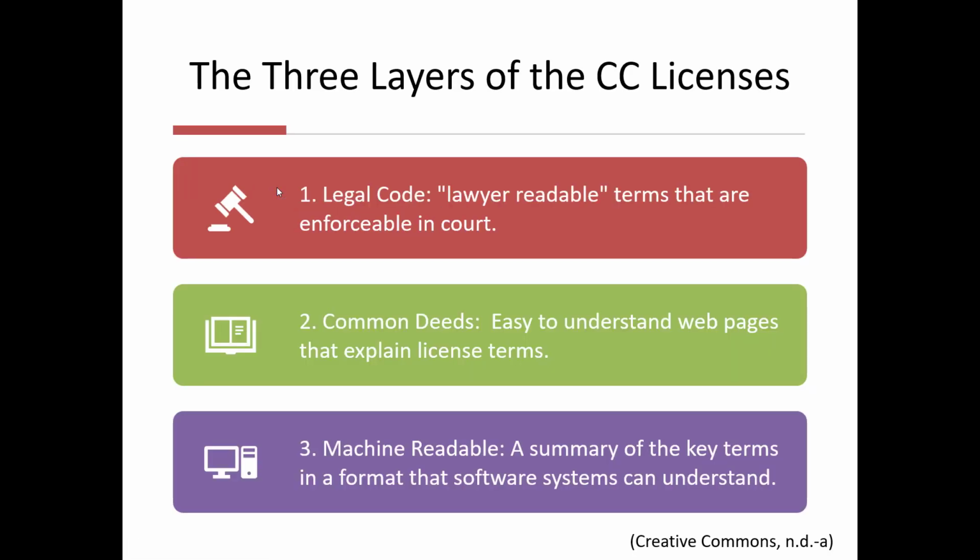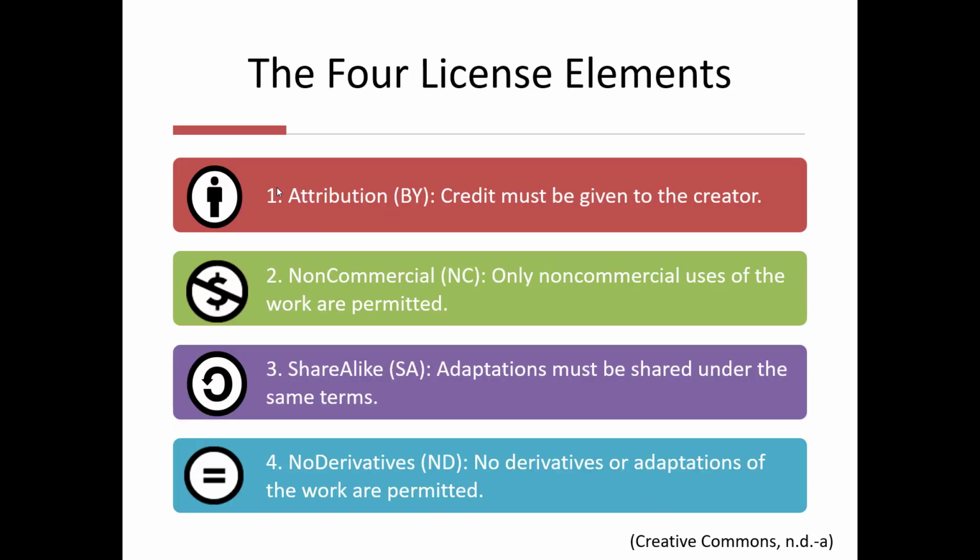So the three layers of the Creative Commons license: the first layer is the legal code. That is used by lawyers and includes terms that are enforceable in court. The second layer is the common deeds. These are easy-to-understand web pages that explain license terms. The third is machine readable. That's a summary of the licenses in a format that can be read by software systems or search engines.